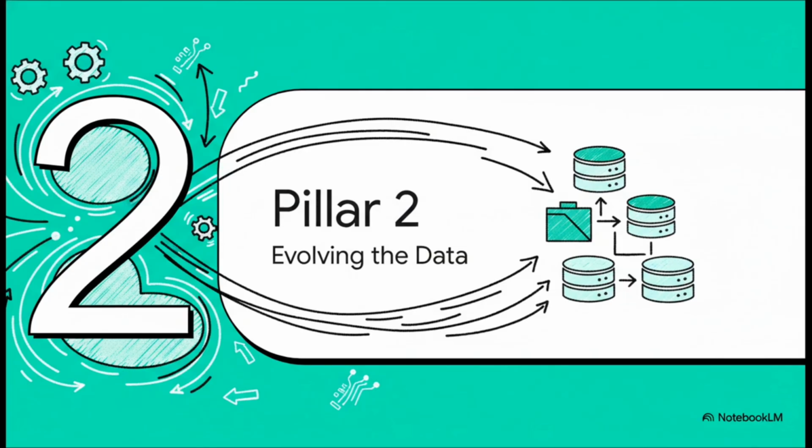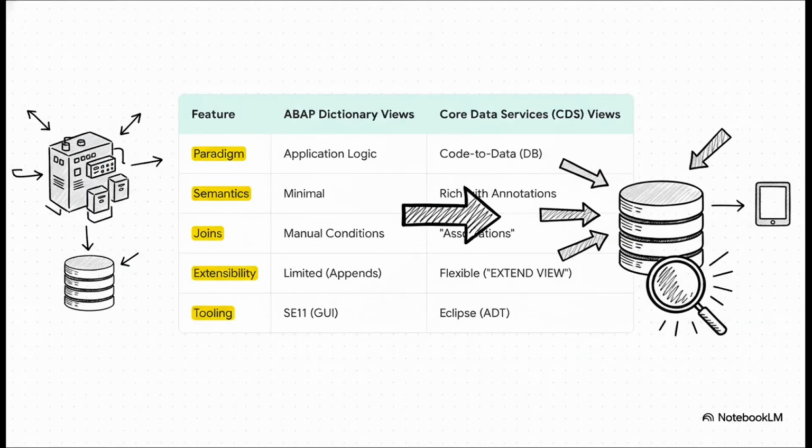This is where that idea of code to data really shines. This table really breaks it down. We're moving from the old way, using ABAP dictionary views where you'd pull millions of records up to the application server to process them, to the new world of Core Data Services, or CDS views. Now we push the logic down to the database. We're letting the incredibly powerful SAP HANA database do all the heavy lifting for us, which means a huge performance boost.